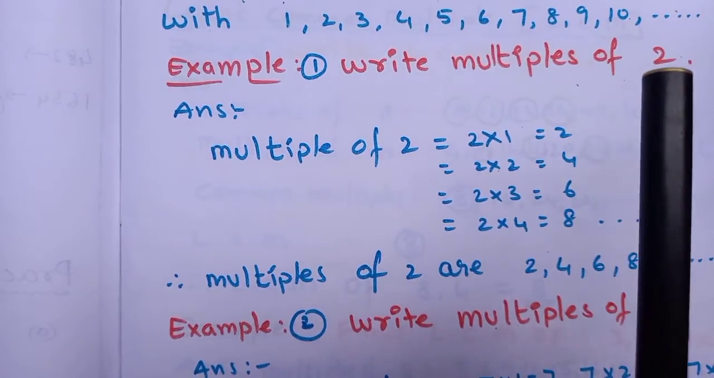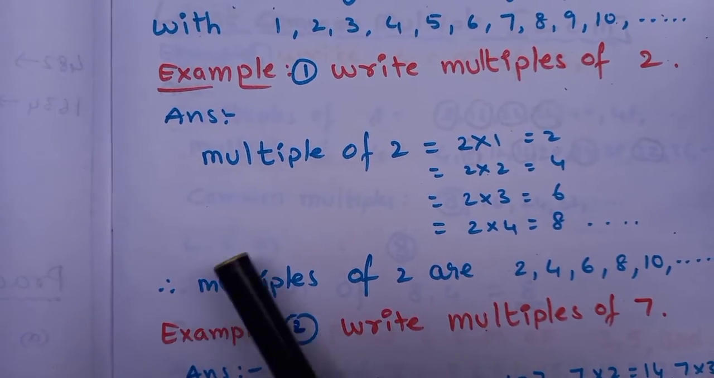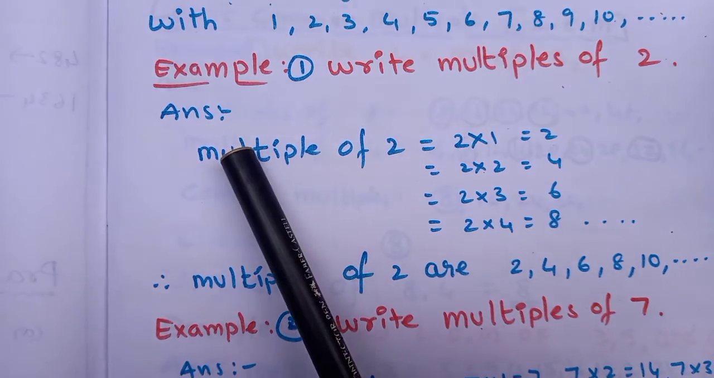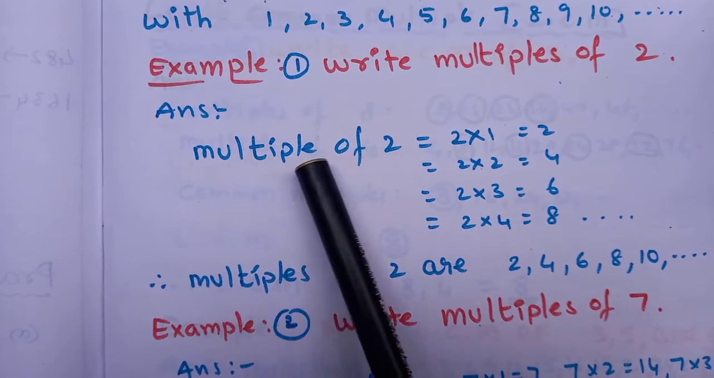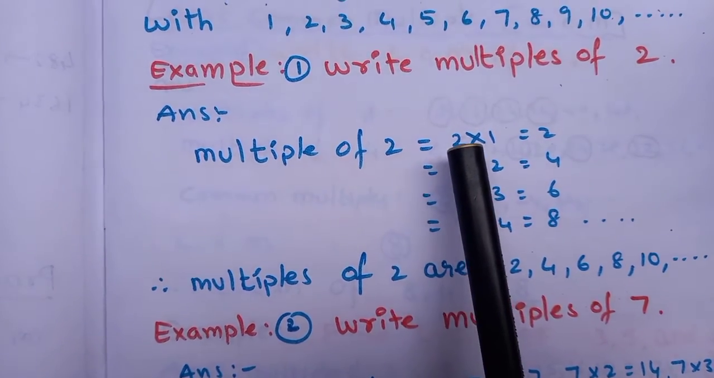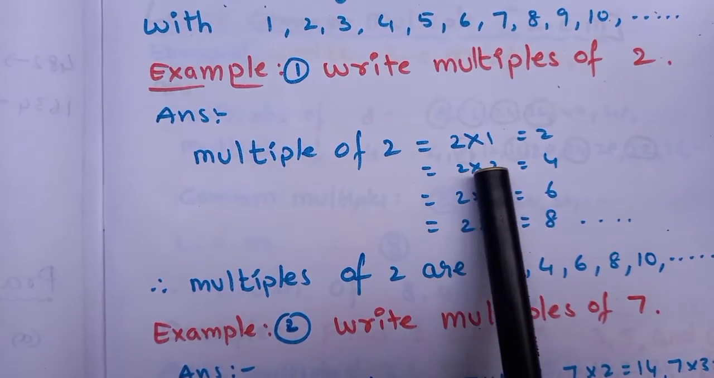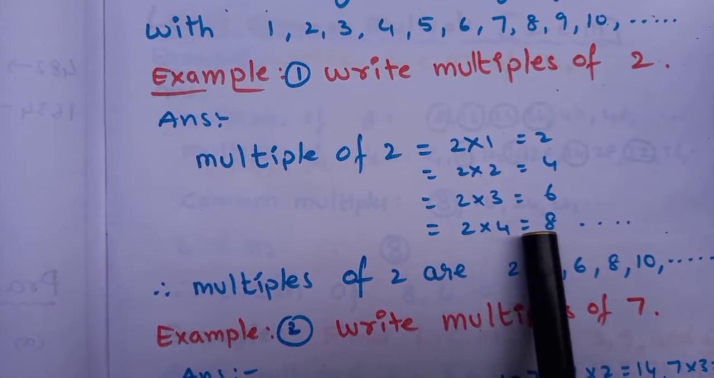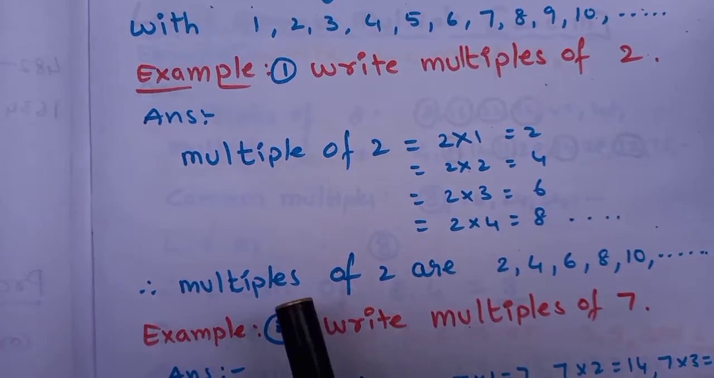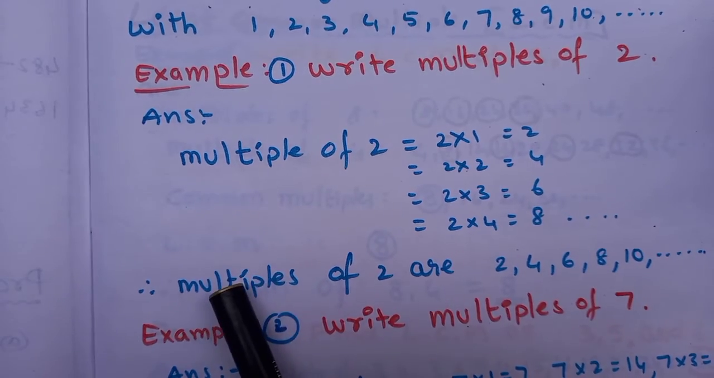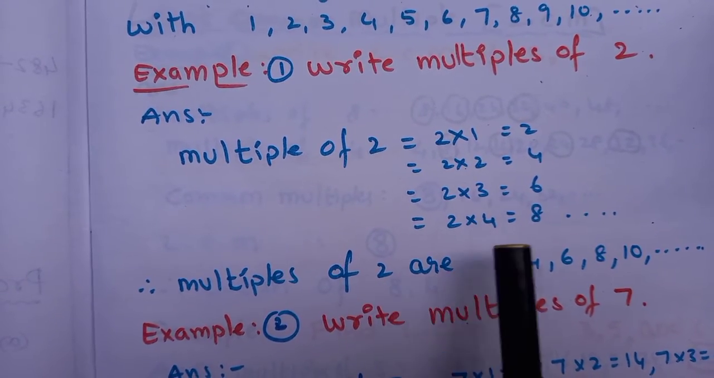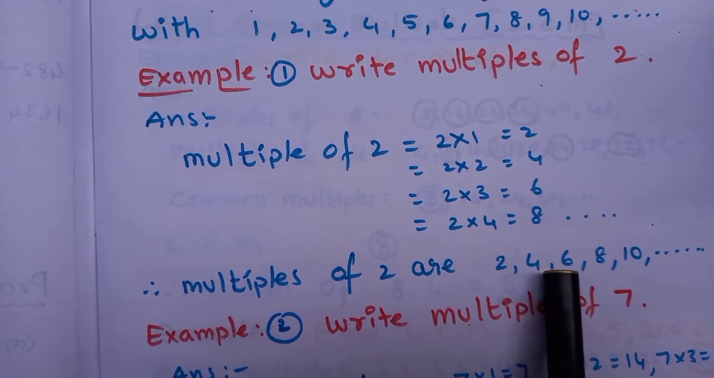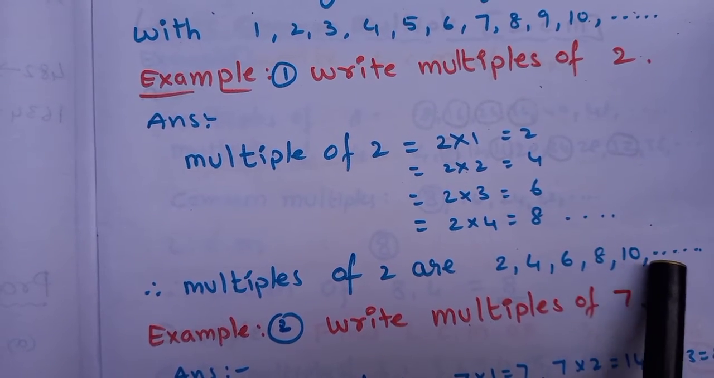Write multiples of 2. Answer. First, multiple of 2 means it is obtained 2 into 1, 2; 2 2s are 4, 2 3s are 6, 2 4s are 8, and so on. Therefore, multiples of 2 are the results: 2, 4, 6, 8, 10 and so on.